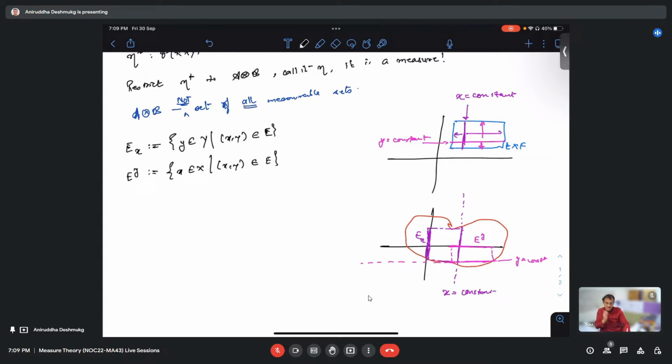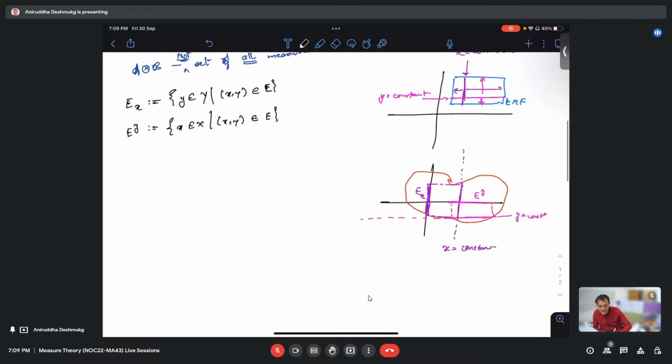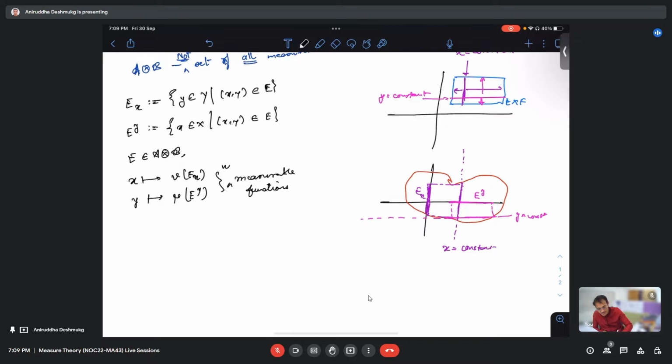And perhaps the most important result in all of this construction is that for measurable subsets inside A cross B, we can measure the measure of E using these sections in the following way, that we have seen that x going to measure of Ex and y going to measure of Ey. So, these two functions are measurable functions. Moreover, they are non-negative by definition, so that is also not a problem. Non-negative measurable functions. And therefore, we can think of defining the integral of these functions.